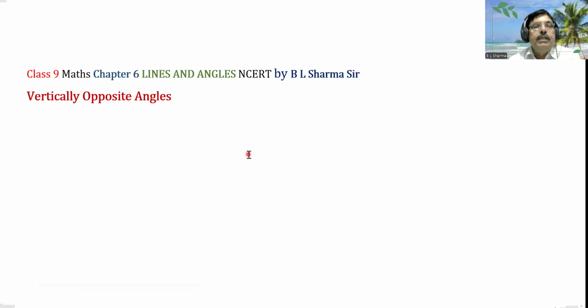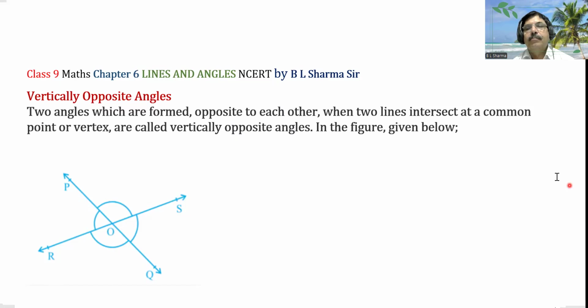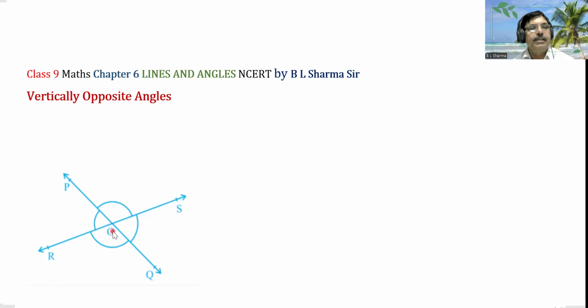Now we come to vertically opposite angles. वर्टिकली अपोजिट एंगल्स होते कैसे हैं, क्या होते हैं, बनते कैसे हैं. See, when two lines intersect, दो लाइन इंटरसेक्ट करेंगी. ये वन लाइन इज RS and other line is PQ. They intersect at a point. Then four angles are formed. One, two, three, four. These angles are pair of vertical opposite angles.